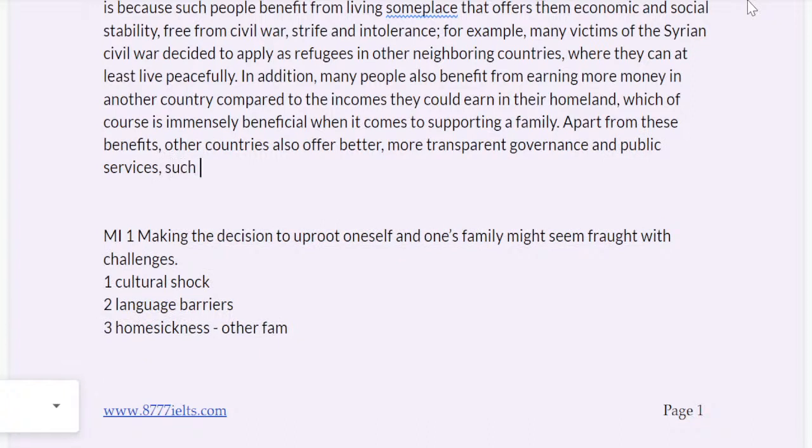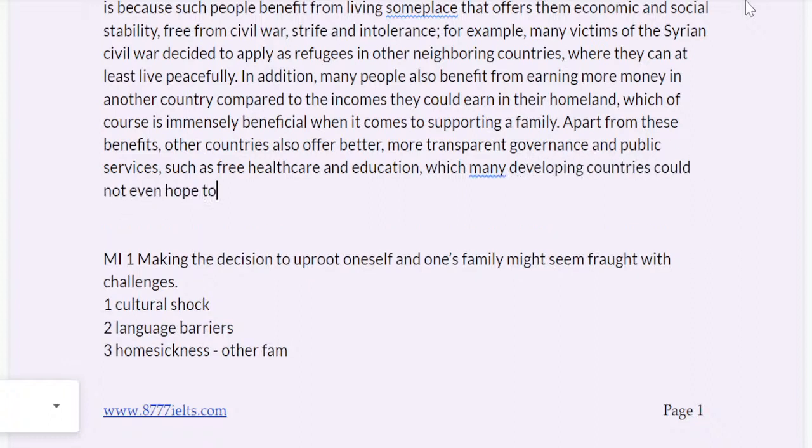such as free healthcare and education, which many developing countries could not even hope to successfully achieve. Okay. Better, more transparent governance and public services, which many developing countries could not even hope to successfully achieve.